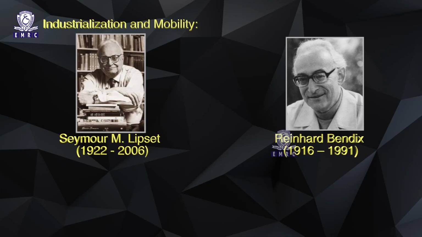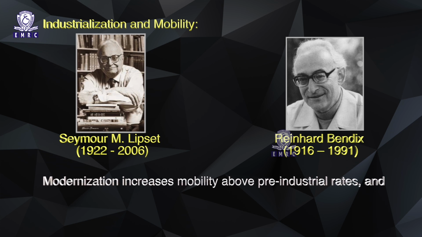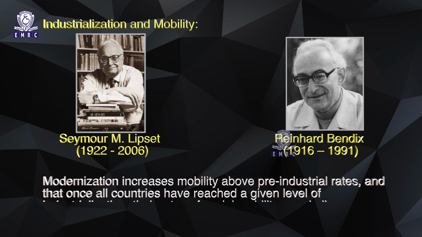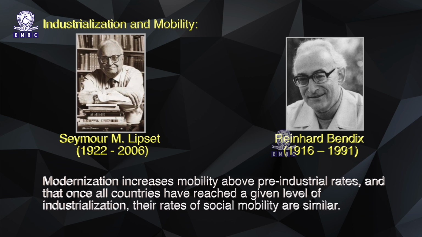And another important factor is industrialization and mobility. Much of the mobility theory has focused on the relationship between industrialization and social mobility. One of the most popular theories in this subject, attributed to Lipset and Bendix, is that modernization increases mobility above pre-industrial rates, and that once all countries have reached a given level of industrialization, their rates of social mobility are similar. The convergence thesis proposed by Kerr and others states that all industrial societies converge towards a common pattern of mobility, among other factors such as overall stratification patterns.